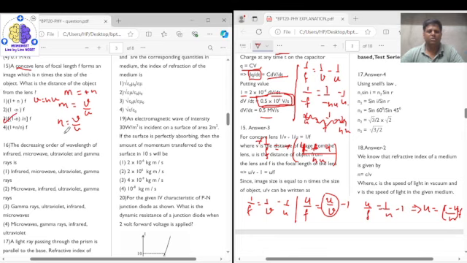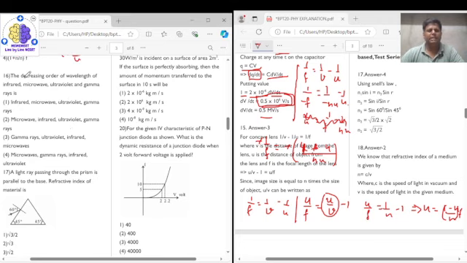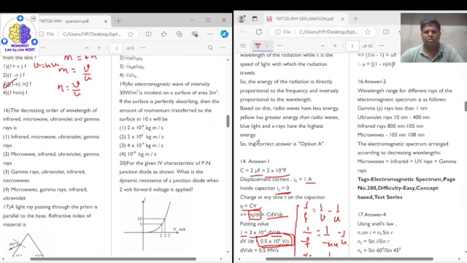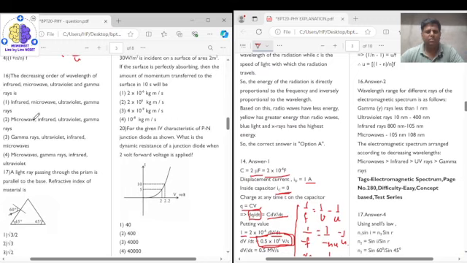right? So coming to question number 16. Question number 16 says that the decreasing order of wavelength of infrared, microwave, ultraviolet and gamma rays is. They are asking the decreasing order of wavelength. So it is microwave, then infrared, then ultraviolet and gamma. So the correct answer is option 2, right?